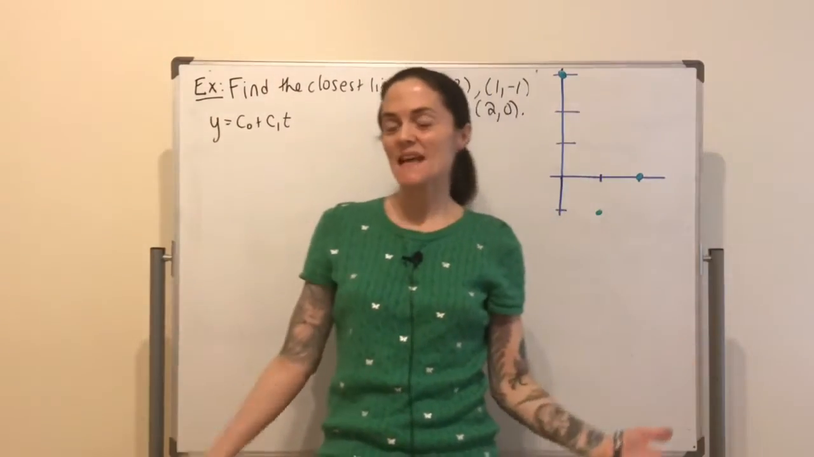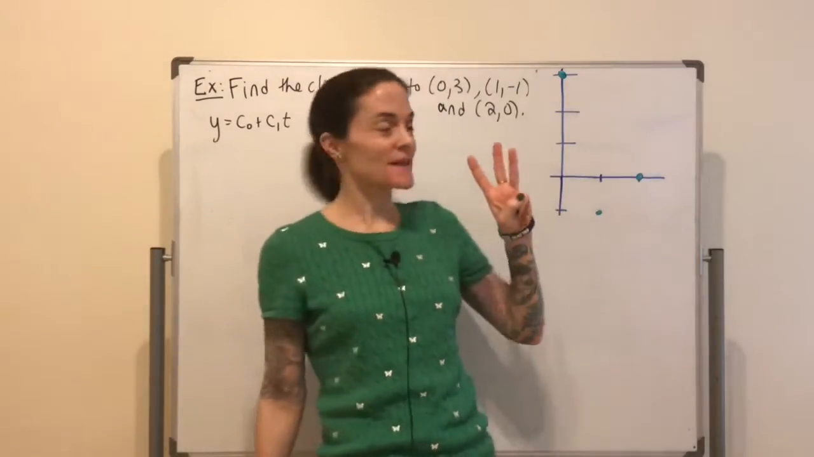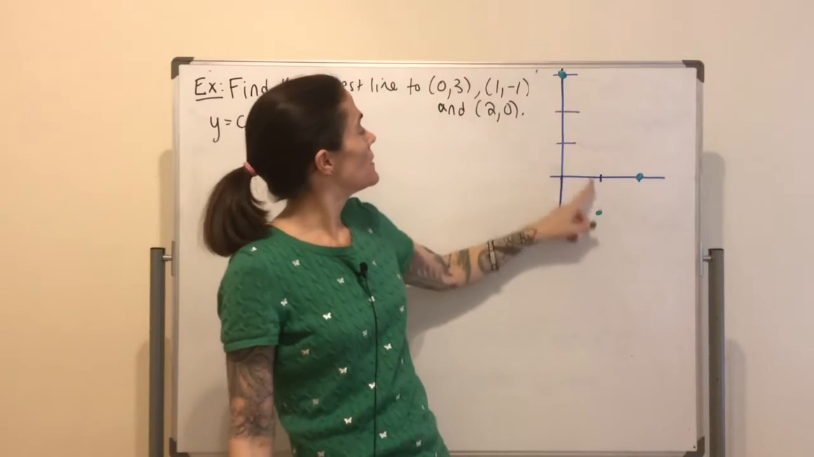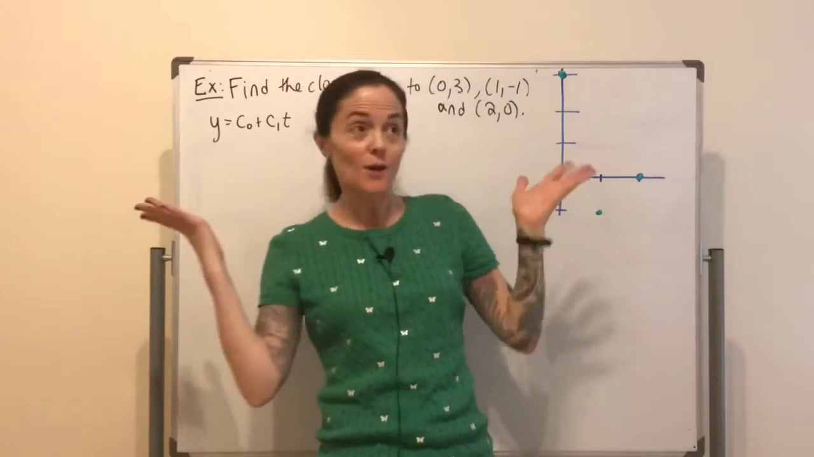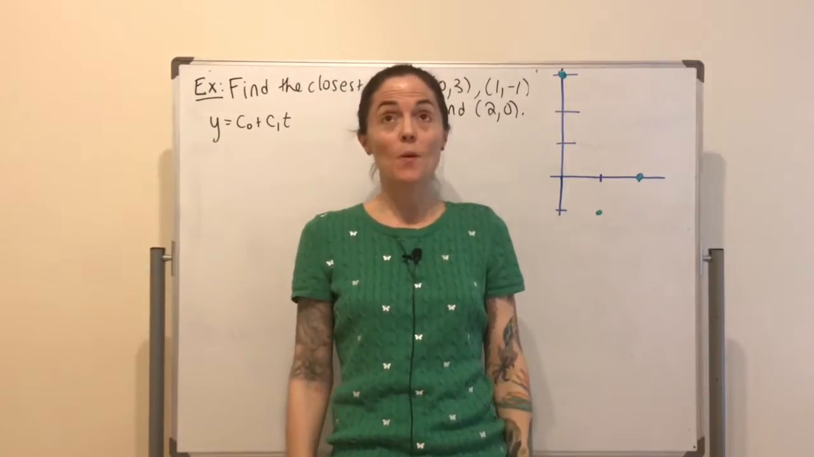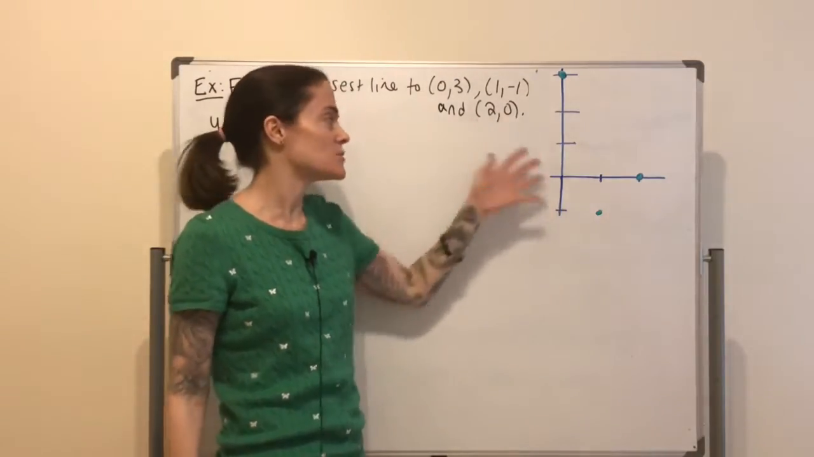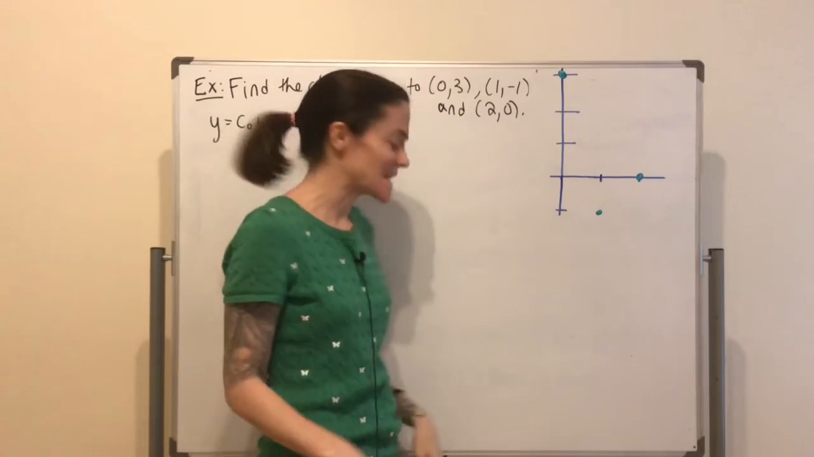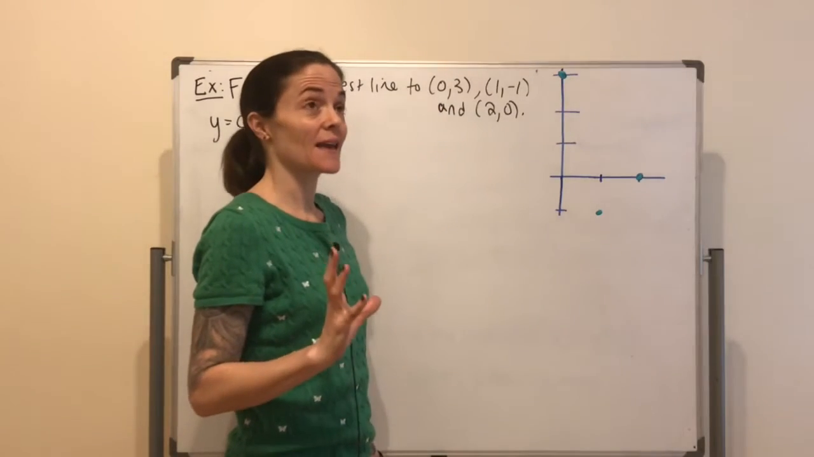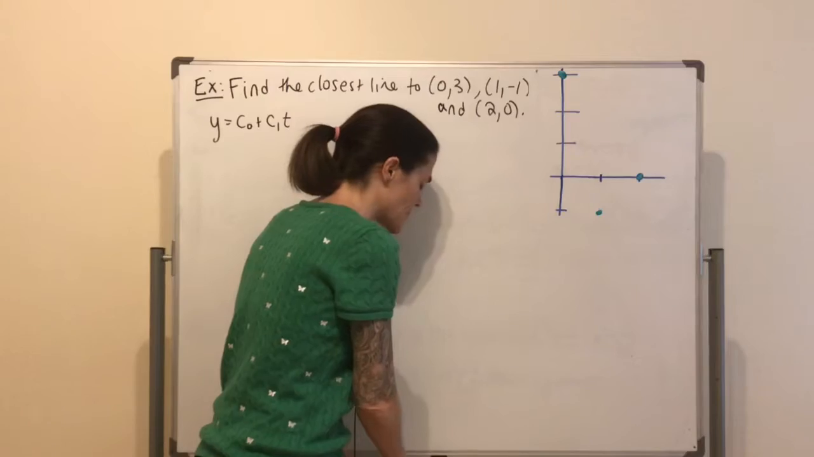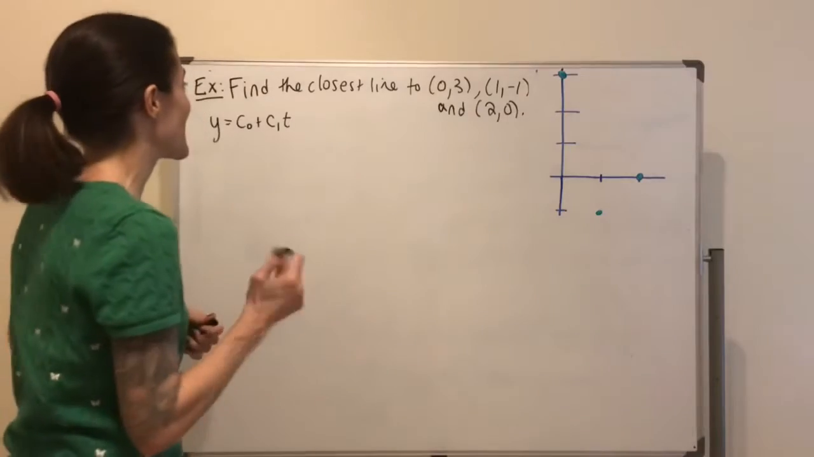Here's our first example, and it's even a fitting data type problem. We're given 3 points in the plane, (0, 3), (1, -1), and (2, 0), and we want to find the closest or best fit line to these 3 points. We know that there's not an exact line because these 3 points do not lie on a straight line. But if we turn this into a linear system, this is similar to stuff we did at the beginning of this semester, maybe section 1.1, 1.2.